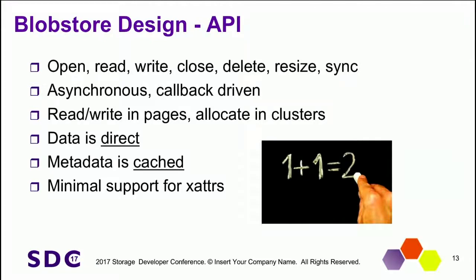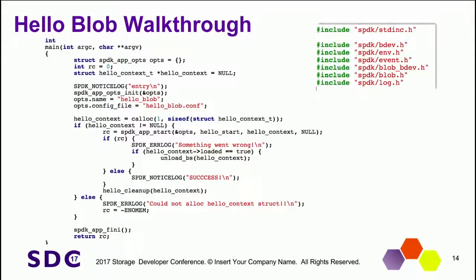You'll see in the example code where we allocate a DMA safe buffer and just say read or write, and it's direct in and out of the buffer. Blobstore never touches the data. And again, minimal support for xattrs. The idea is to keep it super simple. Nothing complicated about it, other than, like I said, some of the metadata strategies get a little complicated because they have to, but that's it.